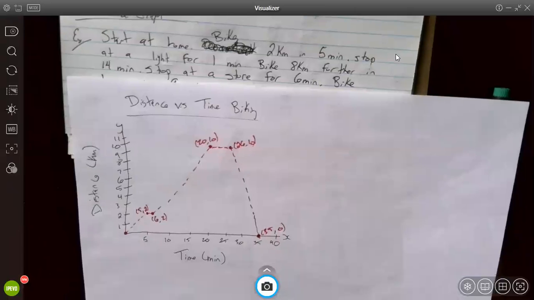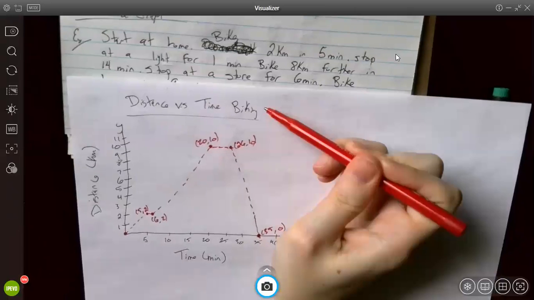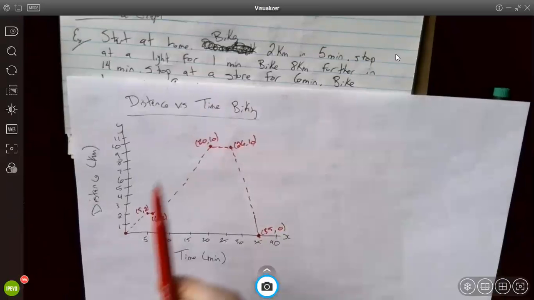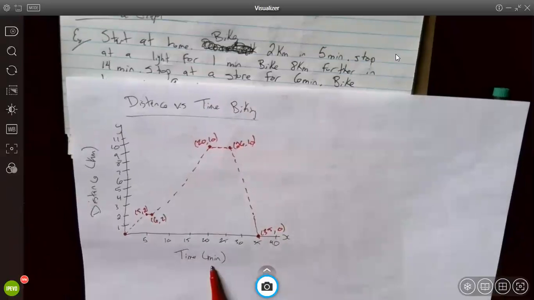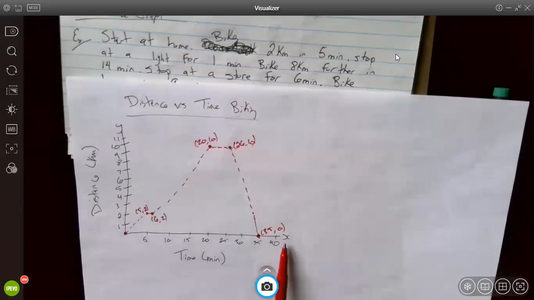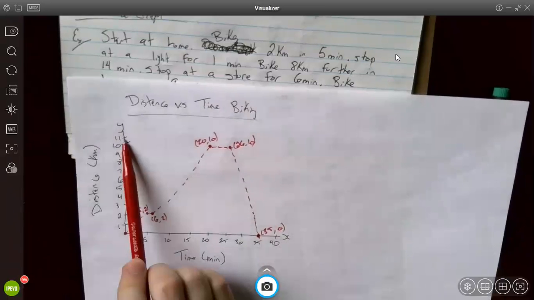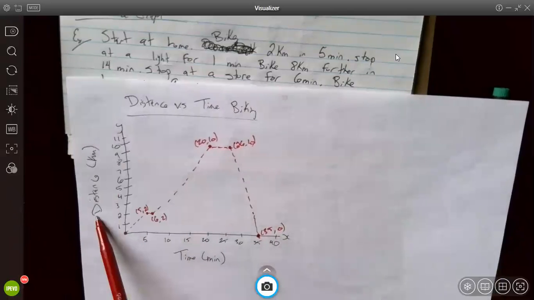So you always want to make sure that you have a title for your graph and that you label your axes, both with what is being measured and the unit that it's being measured in. You also want to make sure that you have the right variable on the right axis. So remember, your x-axis has to be the independent variable. Your y-axis has to be the dependent variable.